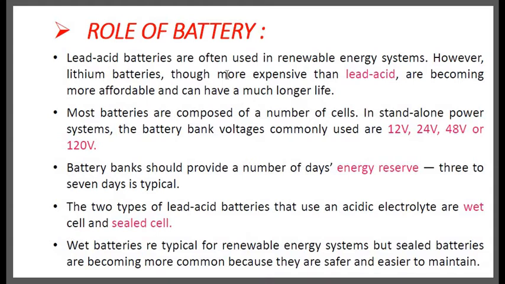The two types of lead acid batteries that use an acidic electrolyte are wet cell and sealed cell. Wet batteries are typical for renewable energy systems, but sealed batteries are becoming more common because they are safer and easier to maintain, because there is no need to provide extra electrolyte in them during operation.